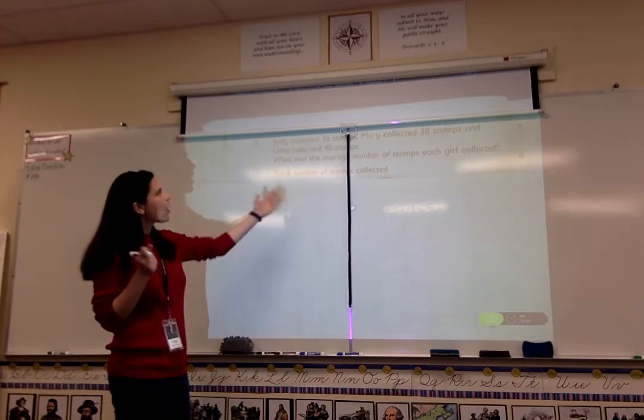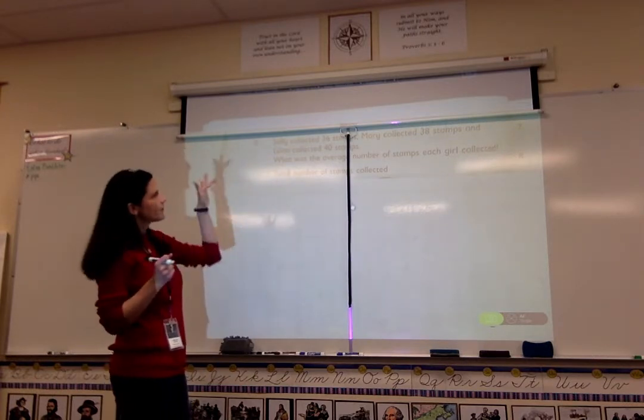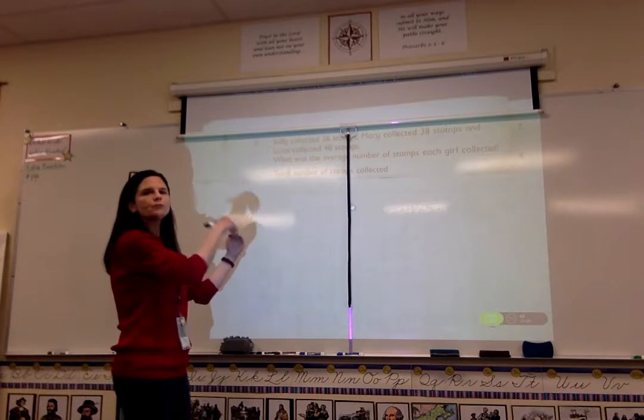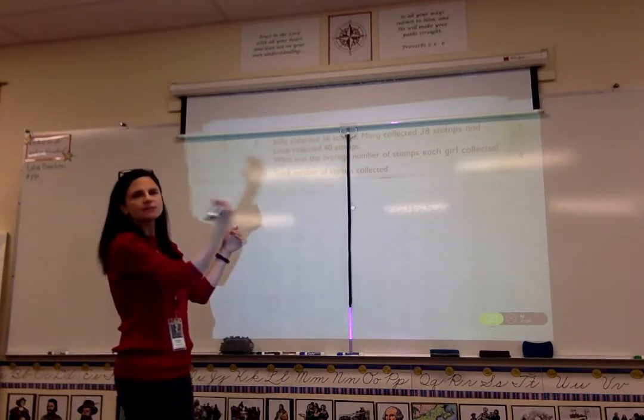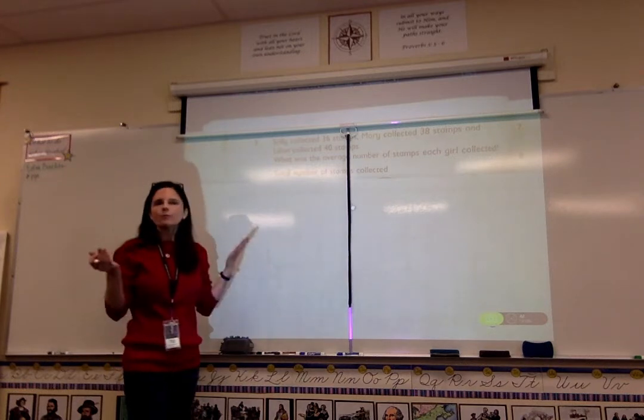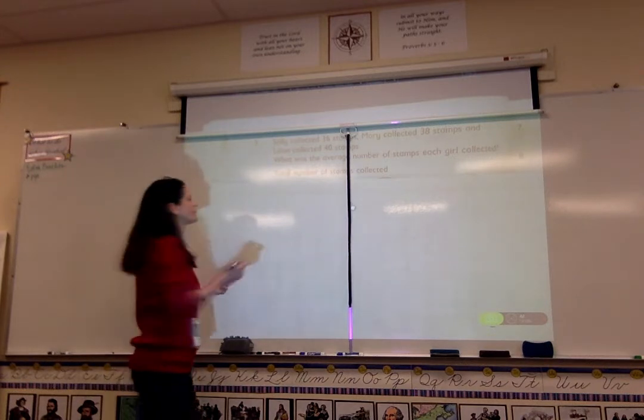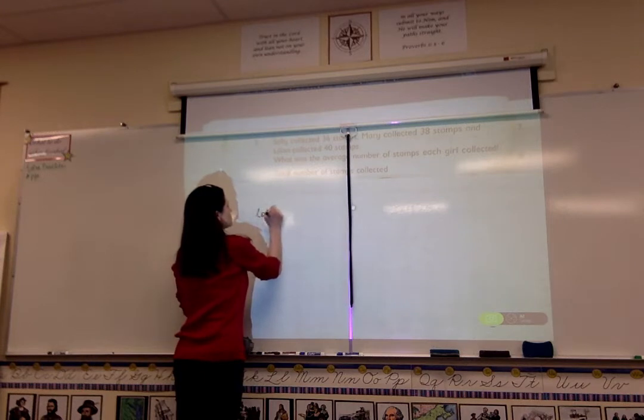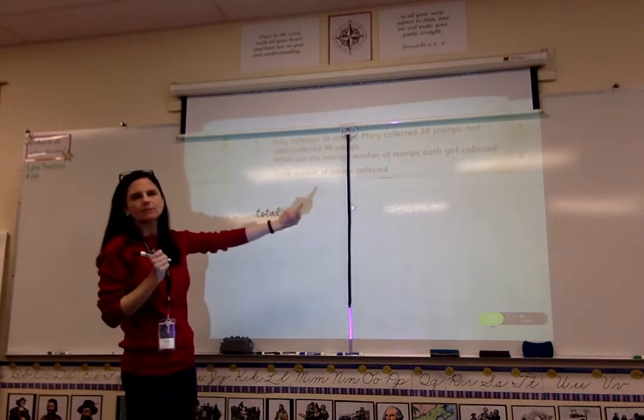Okay, so there's 3 of them, and they all collected different amounts. But if we could distribute all the total amount of stamps evenly among each girl, that would be the average. So how would we calculate that? Well, first we calculate the total. So the total is going to be equal to everybody's stamps added together.